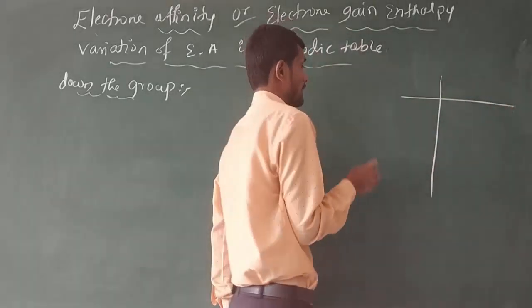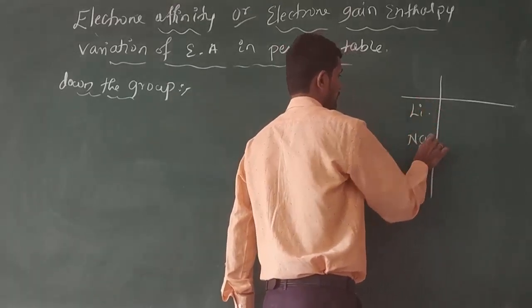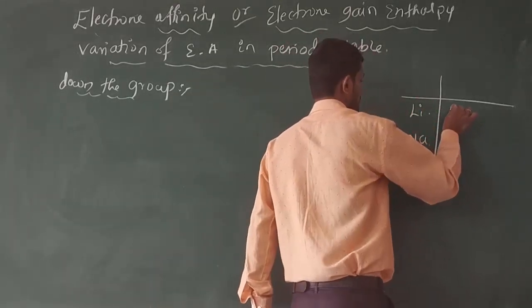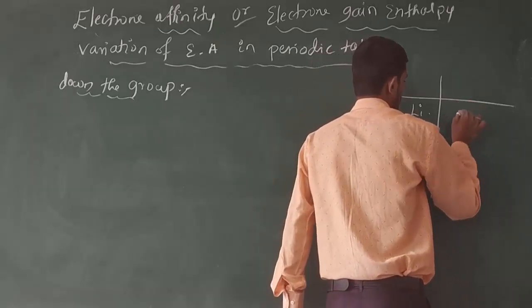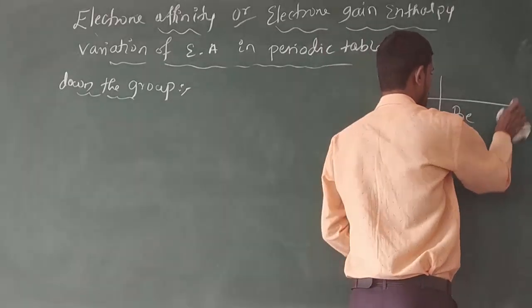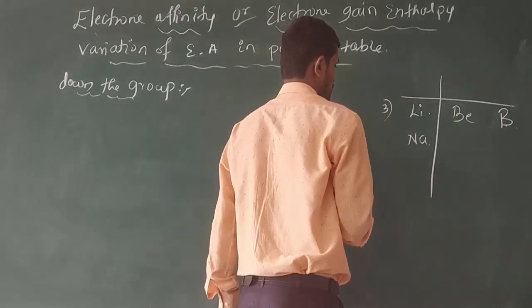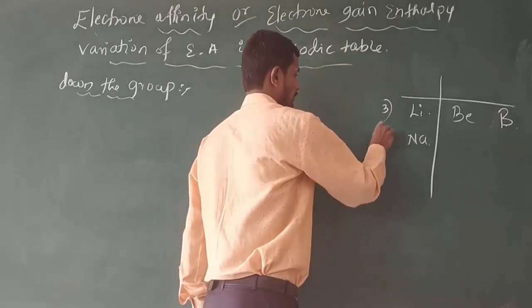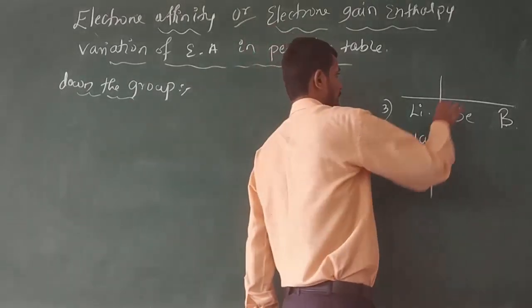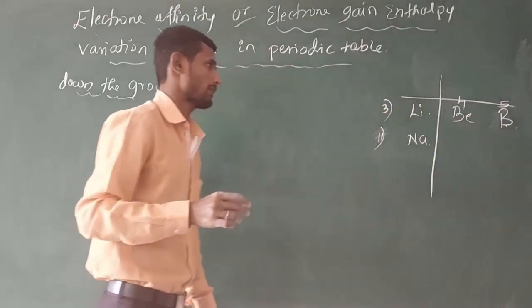that is, elements in the periodic table. Here lithium, sodium, etc., and here beryllium as well as boron. As you know, lithium's atomic number is 3 and sodium's atomic number is 11, and beryllium's atomic number is 4 and boron's atomic number is 5.